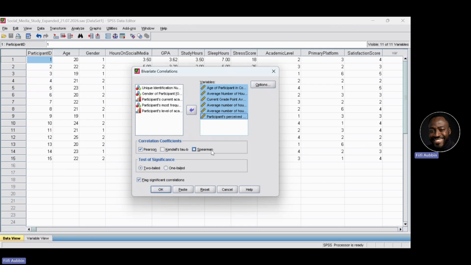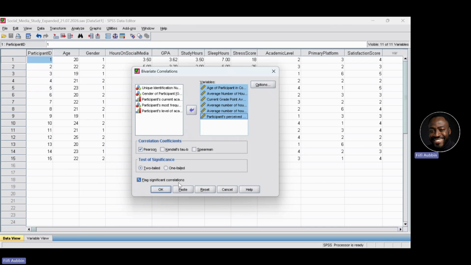And we also have the two-tailed selected. The two-tailed test examines whether a relationship exists in either direction, whether positive or negative. So unless your research hypothesis specifically predicts one direction, this is generally the preferred option. And we will also leave the flag significant correlations selected, and SPSS will automatically place an asterisk beside statistically significant relationships, making them much easier to identify in the output.